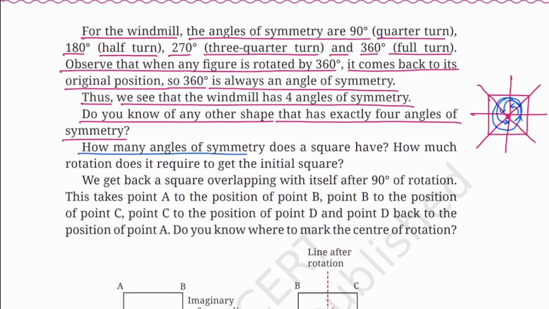How many angles of symmetry does a square have? 4. 90 degree, 180 degree, 270 degree, 360 degree. How much rotation does it require to get the initial square? The answer is 360 degree. In fact, all objects return to its initial shape when rotated by 360 degree.